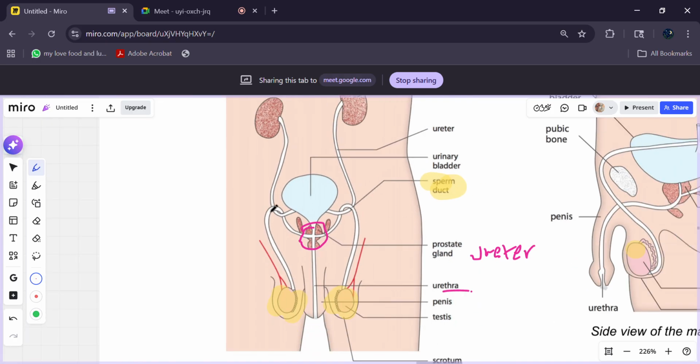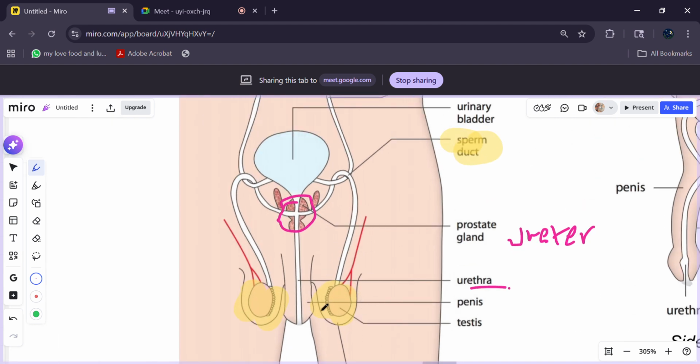Now the sperm duct carries the sperm created by the testis, and the sperm travel through the sperm duct all the way to the urethra. From there the sperm travel through the penis. During fertilization, the penis delivers the sperm to the female vagina. So this is where the sperm travels through, the sperm duct.